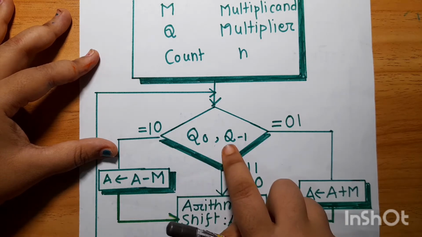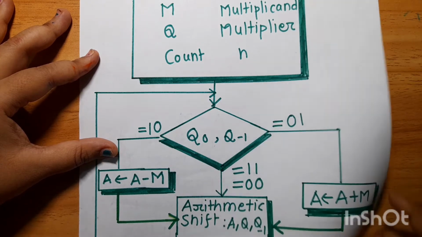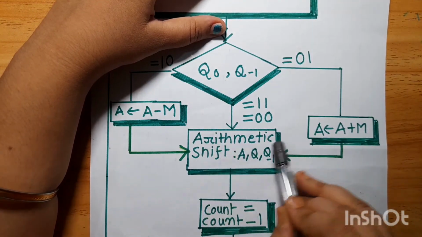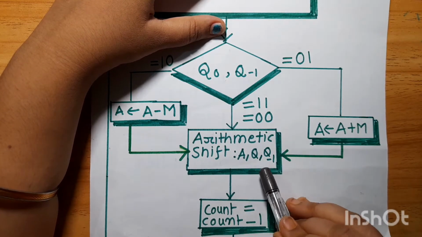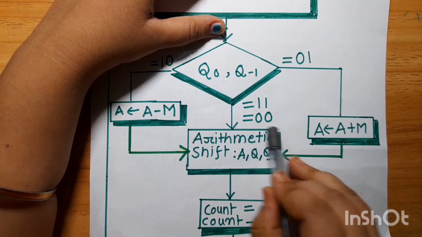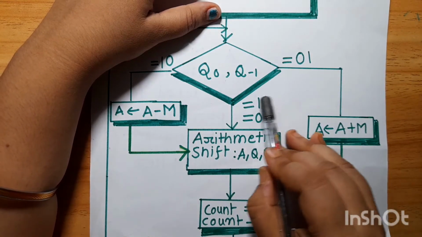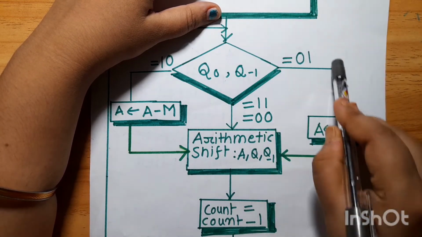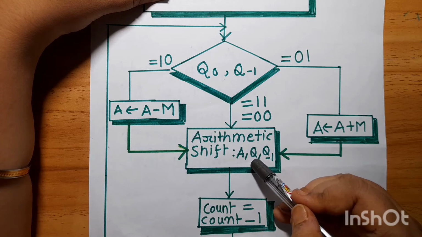Now, if Q0 and Q minus 1 are both the same, either 0, 0 or 1, 1, in both the cases, what will I do? I will do the arithmetic shift operation. Right shift operation will happen of A, Q, Q minus 1, all put together. Arithmetic right shift operation. When the Q0 and Q minus 1 are 1, 1 or 0, 0, in either of the cases, we will not follow this loop. We will directly go and do the arithmetic right shift.